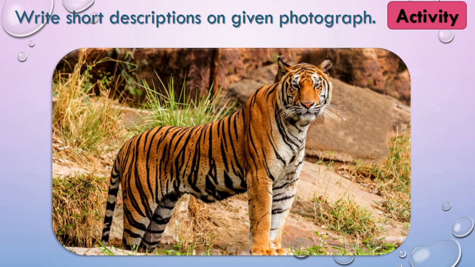Now dear children, this is your work, to write short descriptions on the given picture. You can see here a tiger, right? You can use your eyes, you can feel, you can hear, right? You can use 2 to 3 sensory organs, and you can use different words given in the textbook to write the description about this picture.